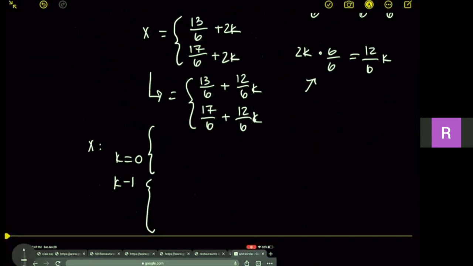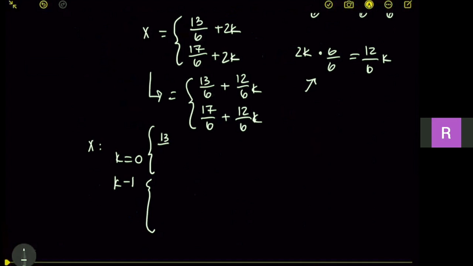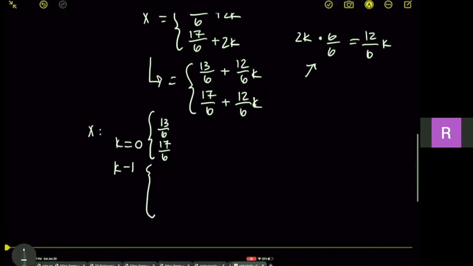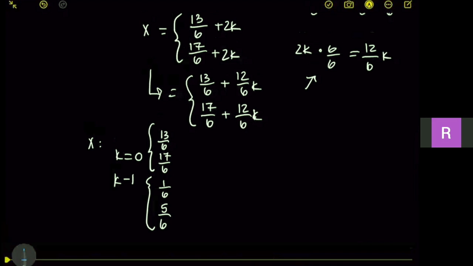So we're now going to have that k equals 0 is equal to 13 over 6, as well as 17 over 6. And k equals -1 is going to be 1 over 6 and 5 over 6. So in order to get these values here, what we do is we sub in for k.